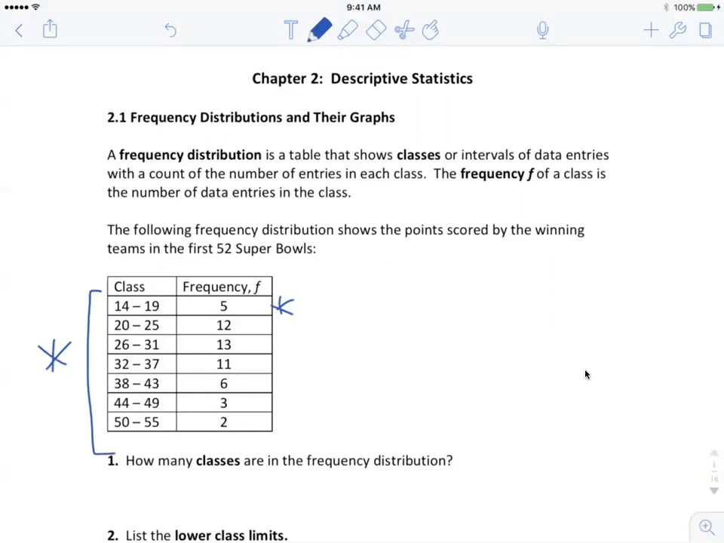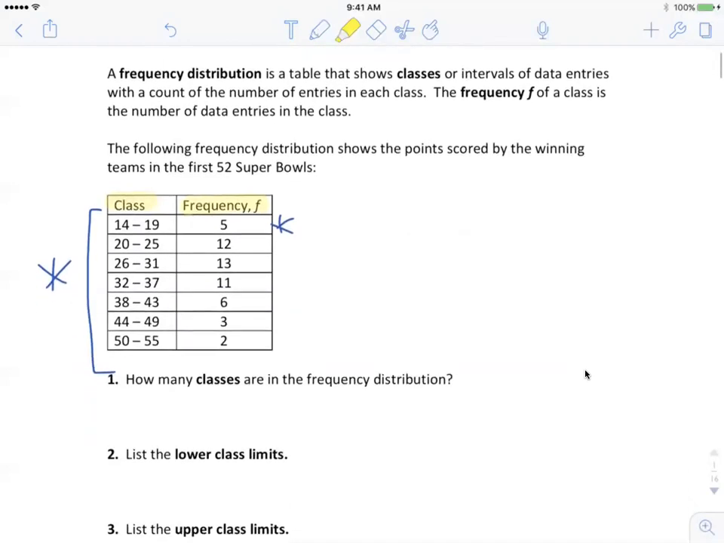Down the list. So just to go through some vocabulary here, what we're calling these values in this column, you can see that it's frequency. Frequency is just the number of values within the range. And then we have class, which we talked about. Okay, so if I start answering some of these questions, how many classes are in this distribution? I can just count them. There's 1, 2, 3, 4, 5, 6, 7 total classes.